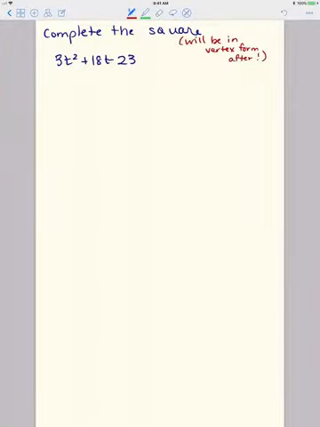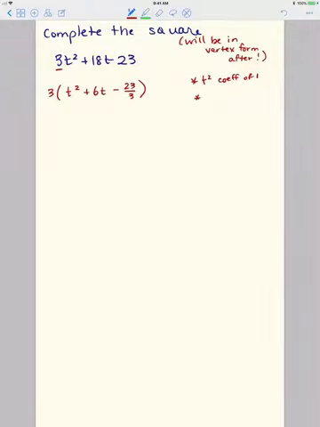Right, in this problem we'll complete the square, and the first thing you have to do is make sure that the squared term has a coefficient of 1. So for this problem, we'll take the 3 and pull it out from all three terms. The only thing is it doesn't exactly divide 23, so we'll just put 23 over 3.